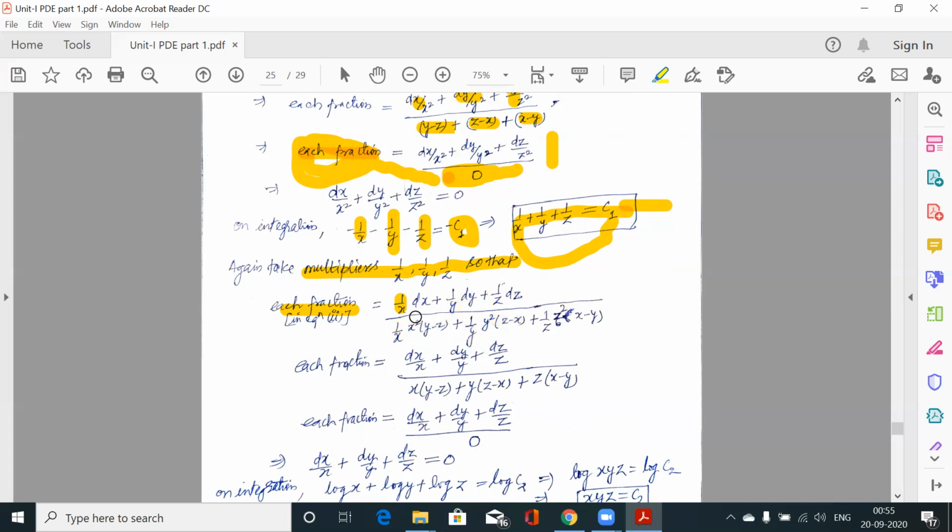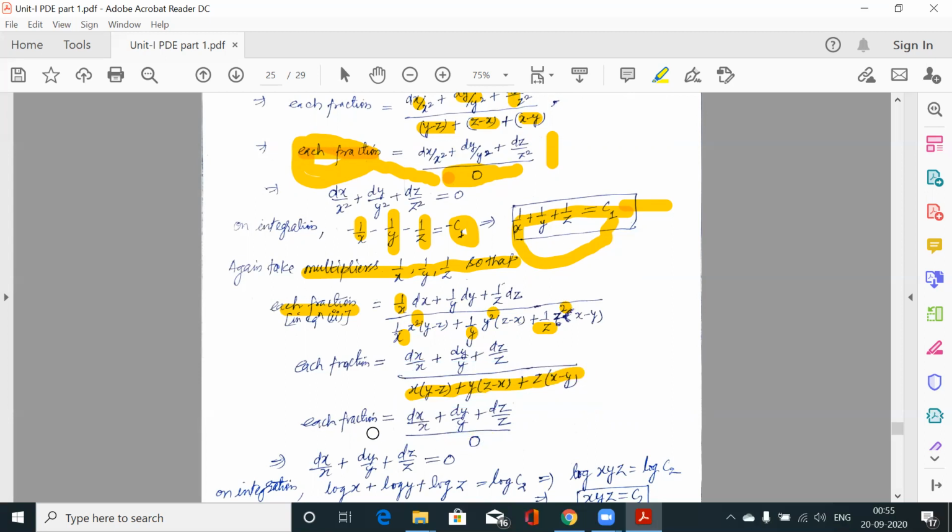the x square would be cancelled by this x, the y square would be cancelled by this y, and the z square would be cancelled by this z. So we get x(y minus z), y(z minus x), z(x minus y). Again, this combination is 0: xy minus xz, yz minus xy, zx minus zy. So three positive terms, three negative terms, same terms. So the denominator would be 0.